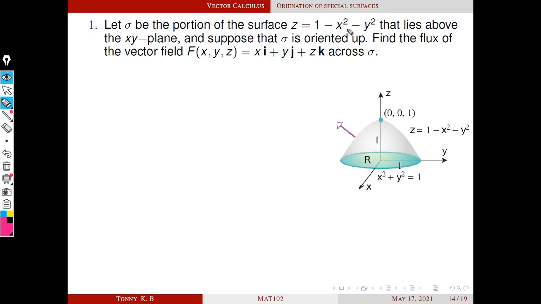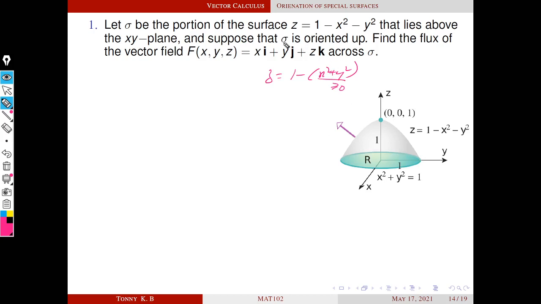Okay, and what is the maximum value of this z? Because z is equal to 1 minus x square minus y square, we know that x square plus y square is always greater than or equal to 0. So the maximum value of z corresponds to x square plus y square being 0. Whenever x square plus y square is 0, z equals 1, so the maximum value of z is 1. That's why the shape of the paraboloid is like this. Suppose z equals 0. Then x square plus y square equals 1, so this is the circular shape.